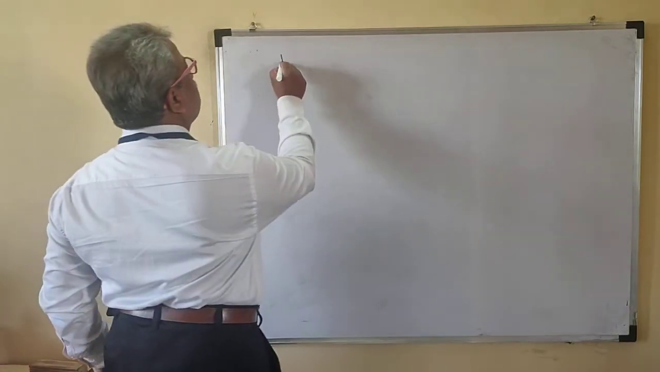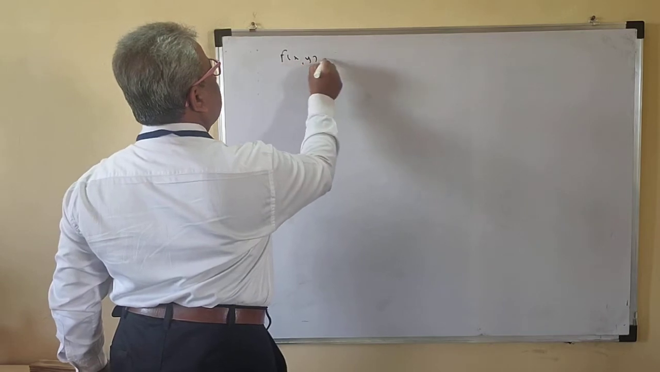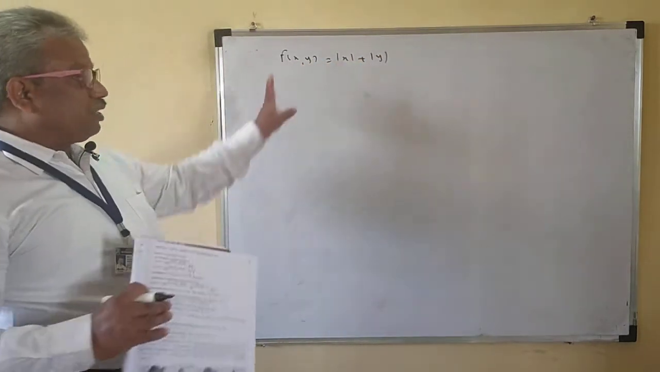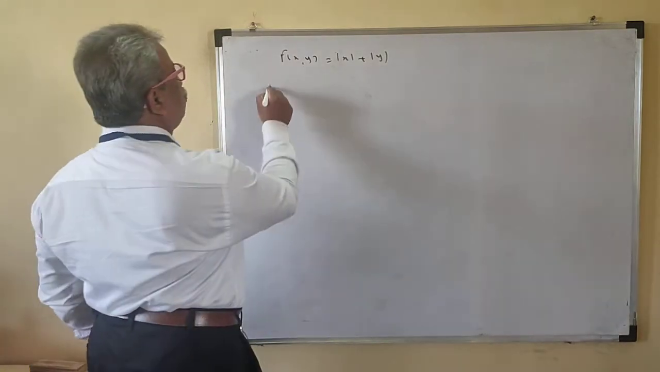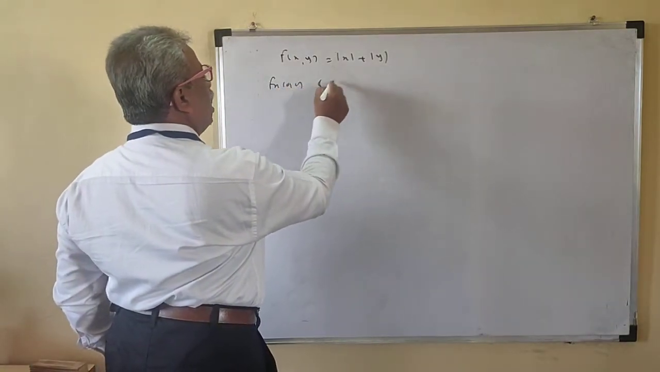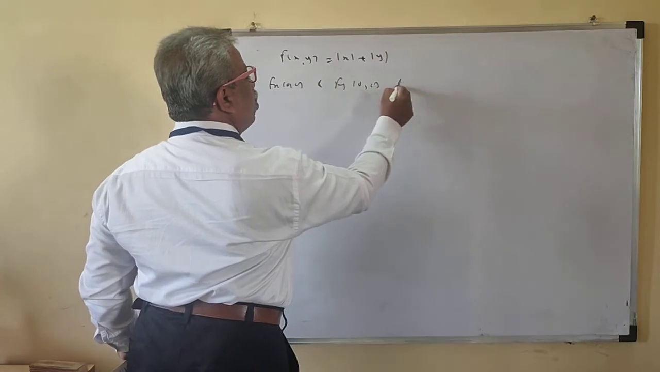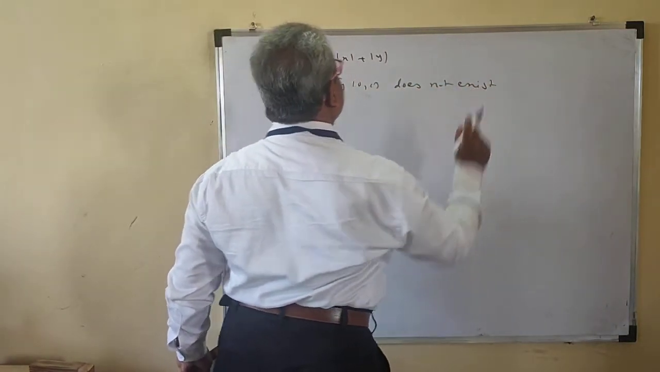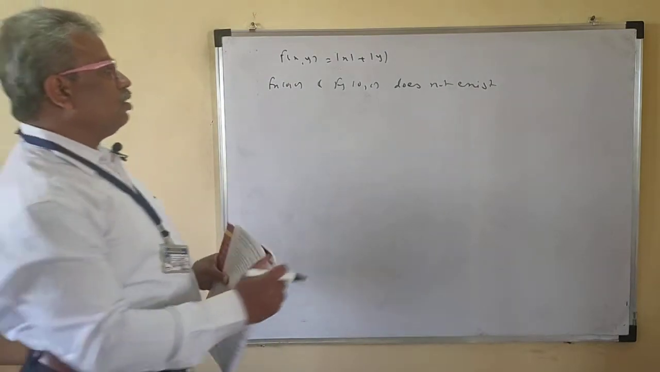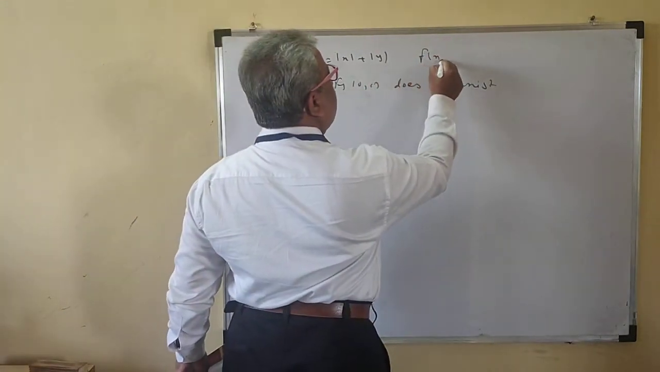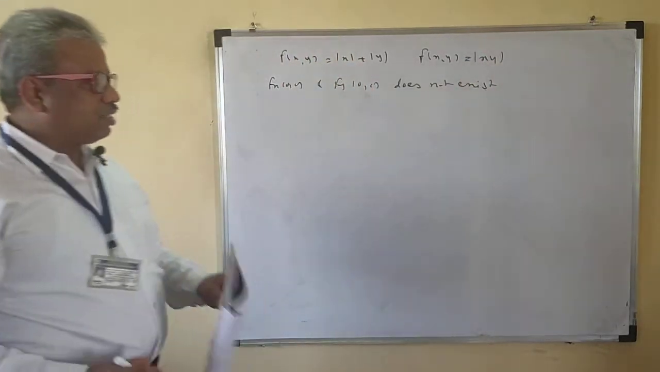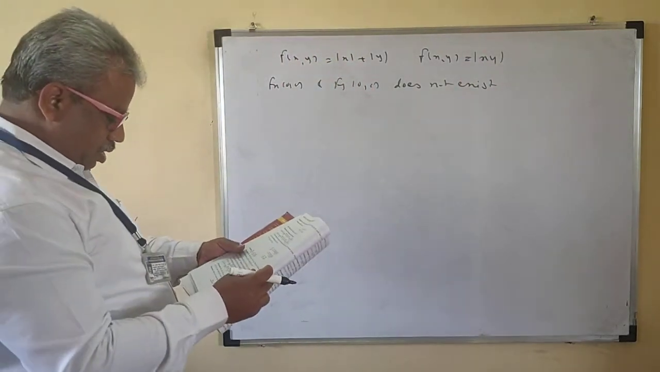Now if you consider f(x,y) equal to mod x plus mod y, this function is continuous, but fx(0,0) and fy(0,0) do not exist. Note that they do not exist. Similarly, f(x,y) equal to mod of xy is also the same case.